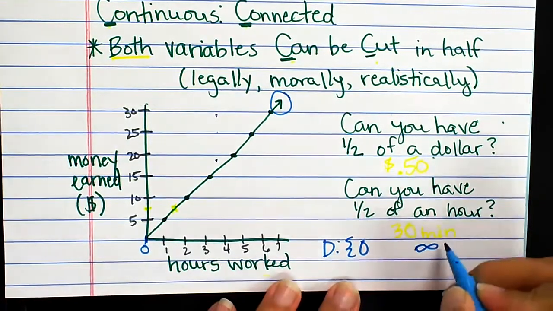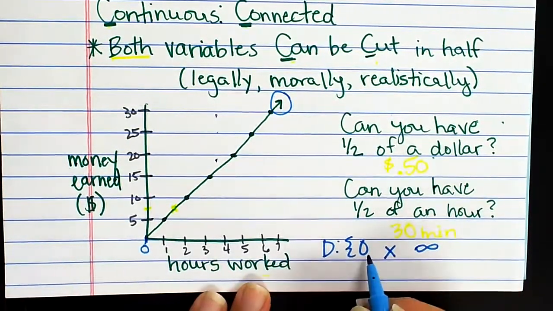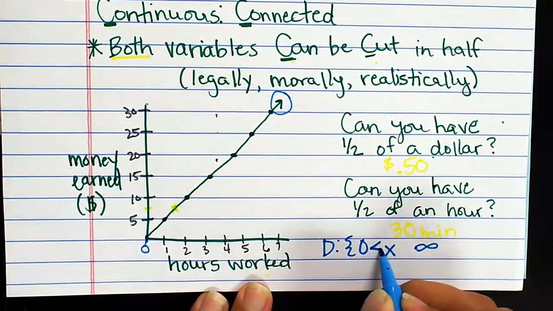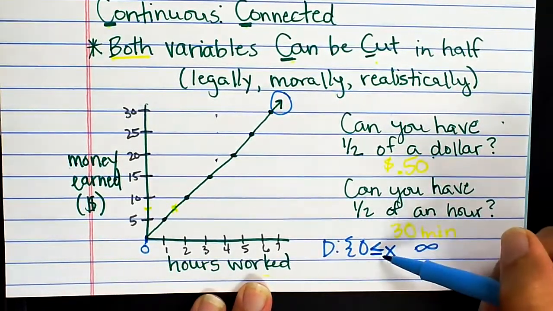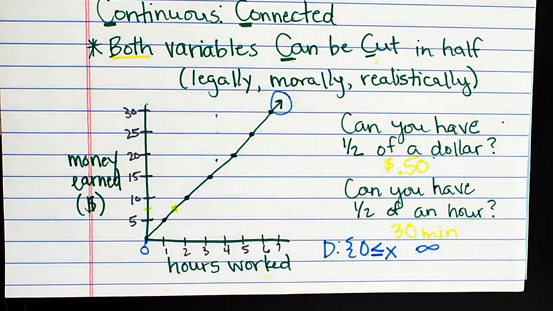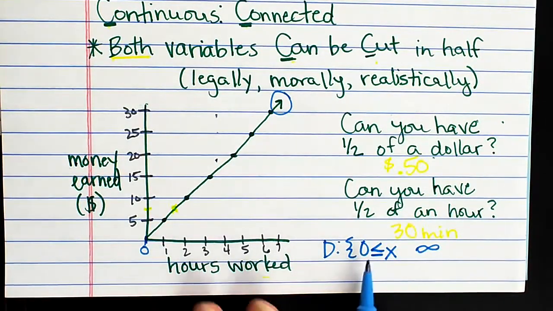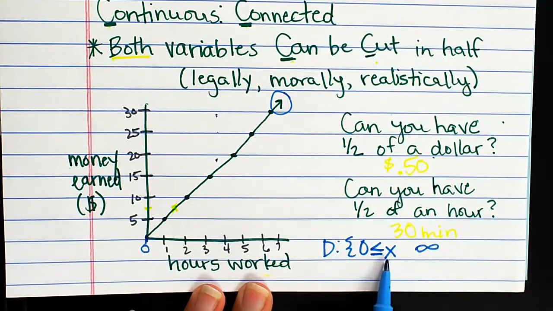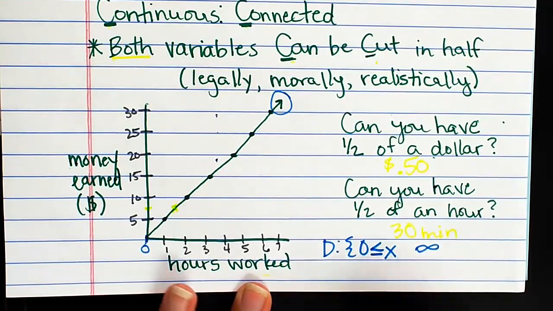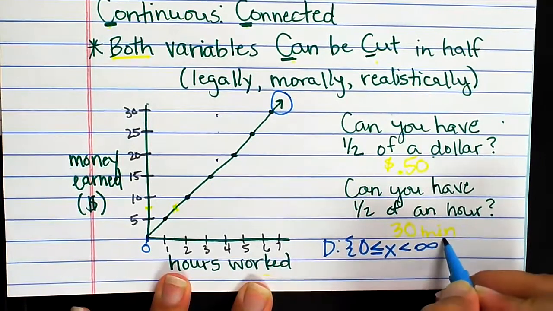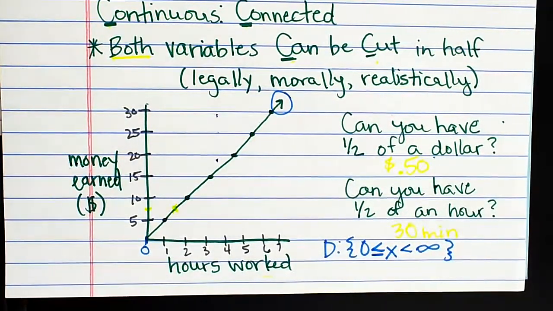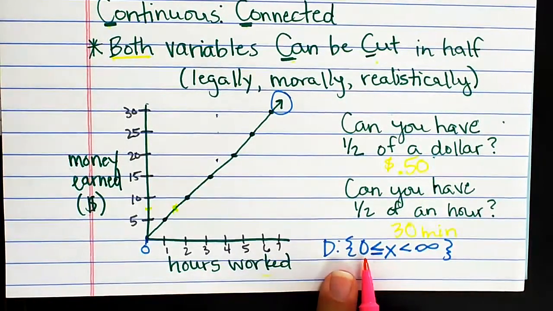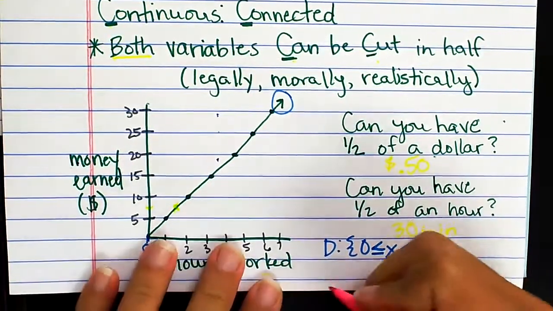Okay? So basically what I'm saying is, 0 is the lowest number possible, and it is also equal to 0. I can actually have 0 hours worked. So 0 is less than or equal to x, because our domain is all possible x's, which has to be less than infinity. Okay? We'll talk more in detail about other ways you can write that, but for the sake of consistency, moving left to right, we're always going to have the smallest number on the left, the largest number on the right.